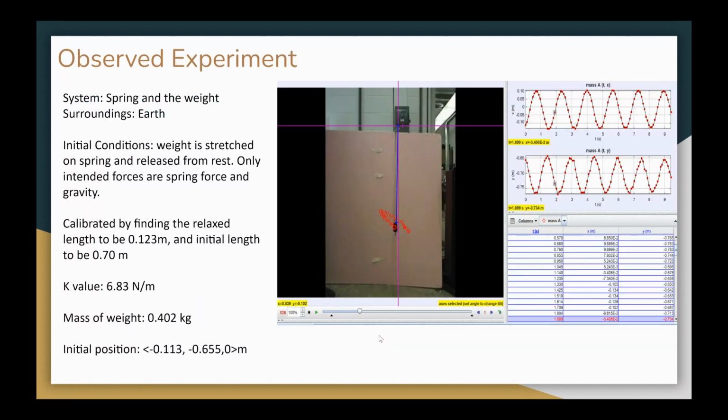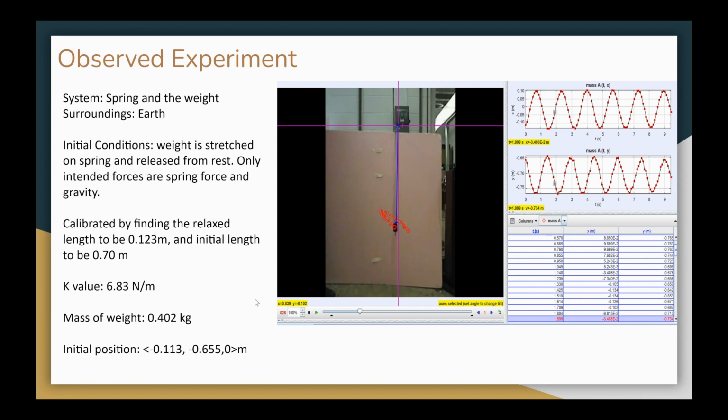This is our observed experiment. The system is the spring and the weight. The surroundings is the earth. The initial conditions are that the weight is stretched on a spring and released from rest. And our only intended forces are spring force and gravity from the earth.